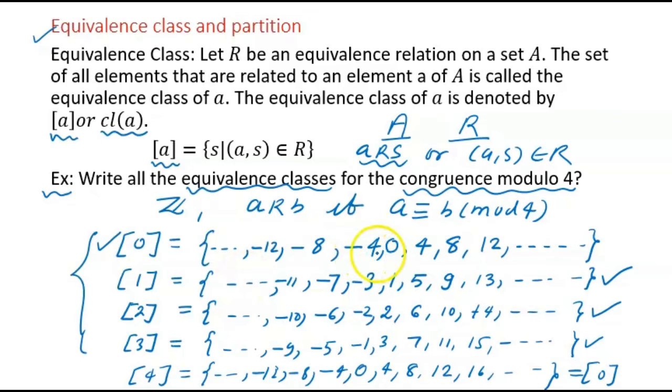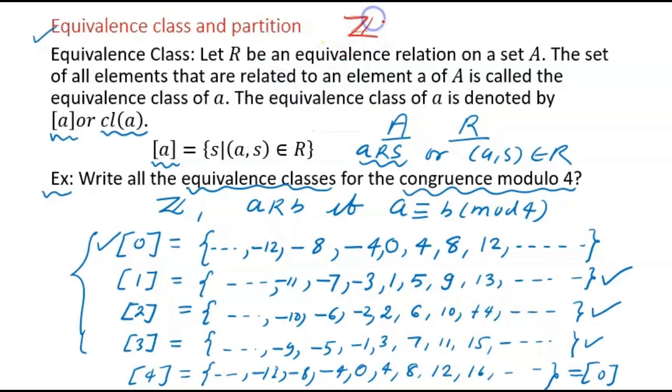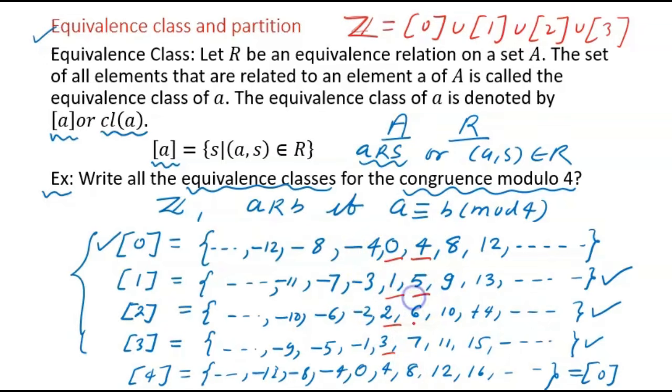And I hope you notice one important thing, that if I take the union Z, let me make it slightly thicker. So if I take the union of all these classes, class of 0, union class of 1, union class of 2, union class of 3, then I am going to get the whole set of integers. You can see here 0, 1, 2, 3, then 4, 5, 6, 7, 8, 9, 10, 11, and here also you have minus 1, minus 2, minus 3, minus 4, minus 5, minus 6. So basically you will get the whole set of integers Z.